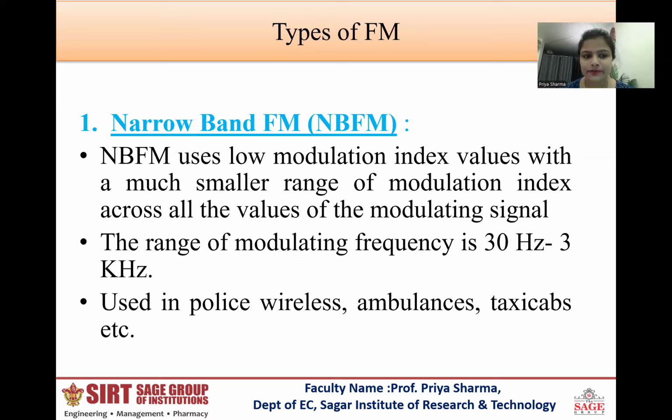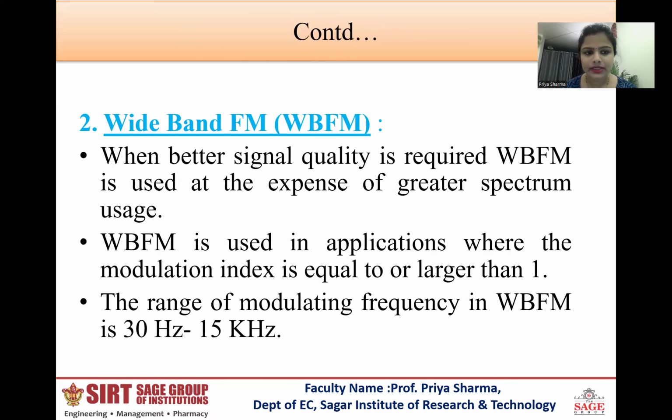depending on their applications. NBFM uses a low modulation index, with a much smaller range of modulation index across all the values of the modulating signal. The range of the modulating frequency lies between 30 Hz to 3 kHz. It is used in police wireless, ambulances, and taxi cabs.